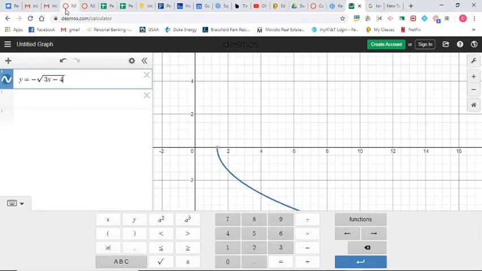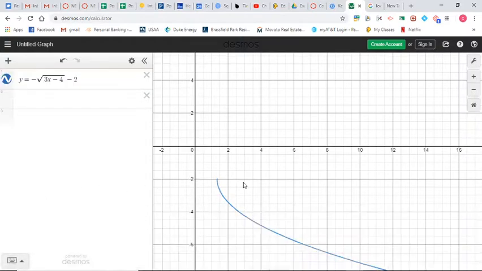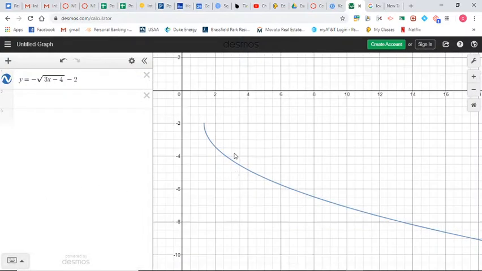Alright, so 3x minus 4, again, to get outside of the square root, hit the right arrow key, and then minus 2. Okay. Alright, sorry, knocked over my microphone. Alright, well here's our lovely square root function.